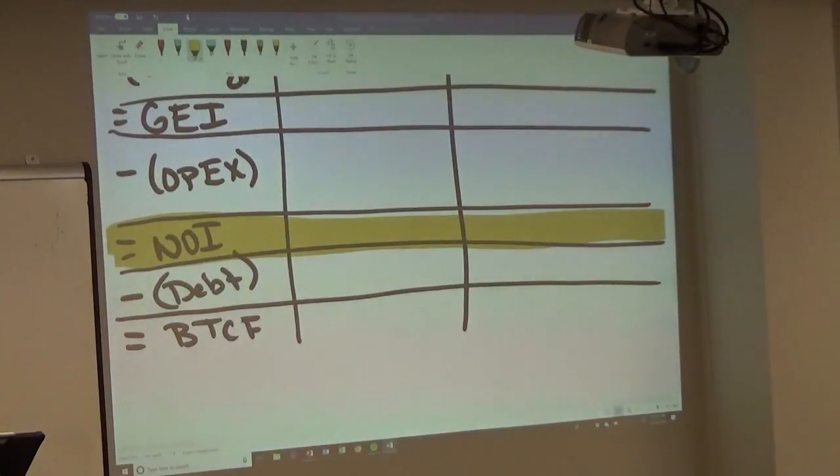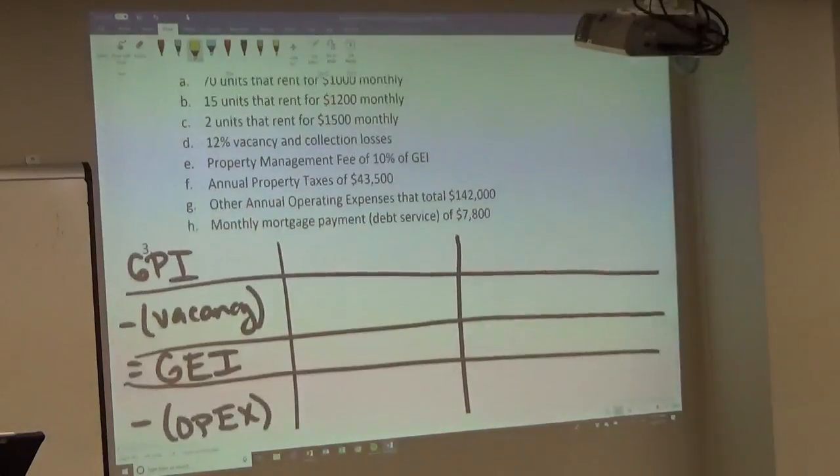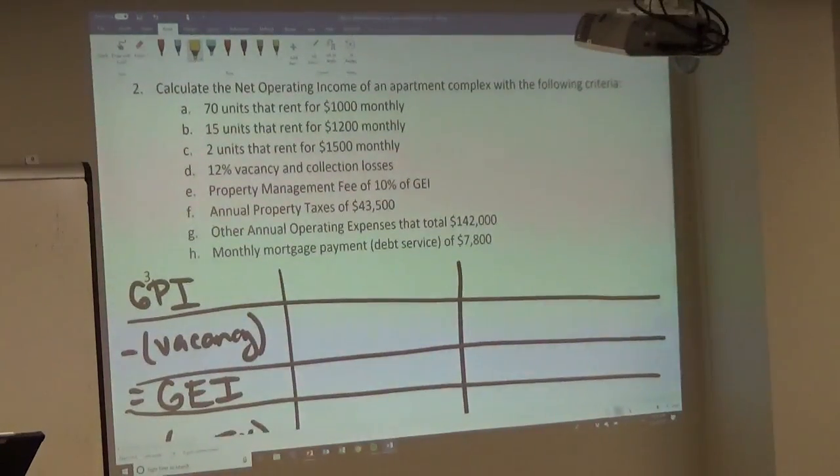So somehow highlight that line, circle that line. That's where we want to be. Okay? 70 units of rent for $1,000 monthly. So we're just taking notes here now. That's going to go on our gross potential income line. We've got 70 units times $1,000, and that's monthly, so times 12.